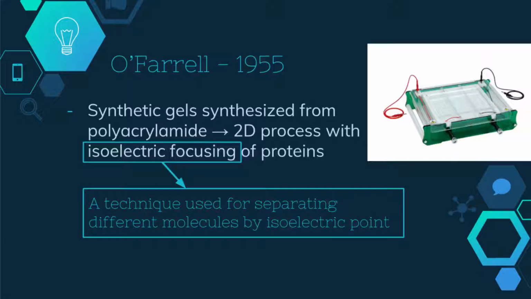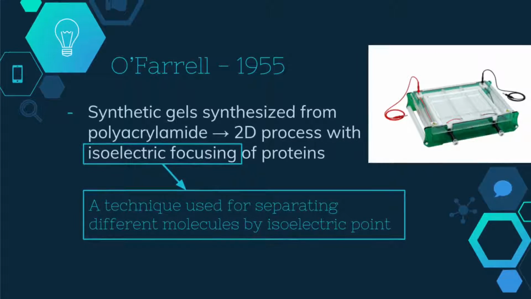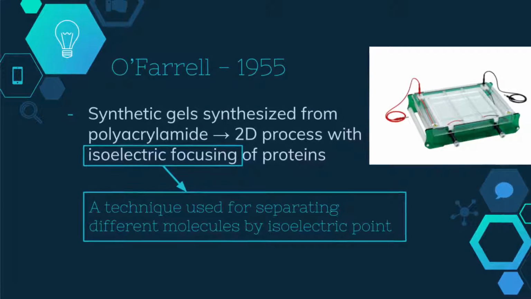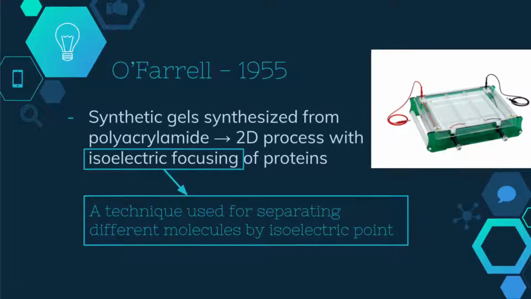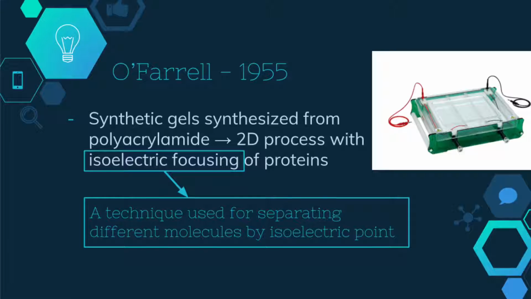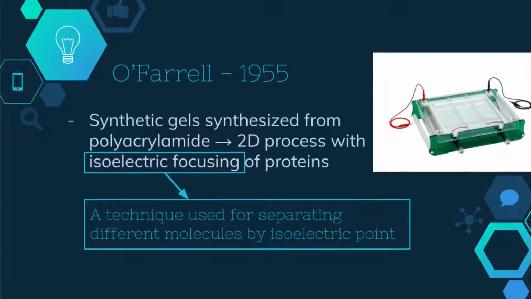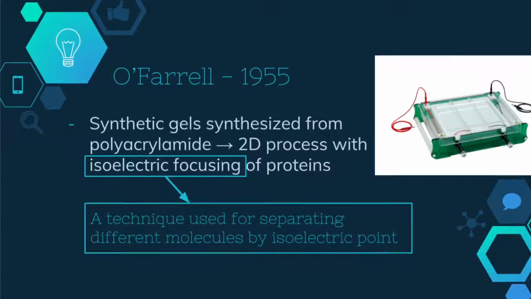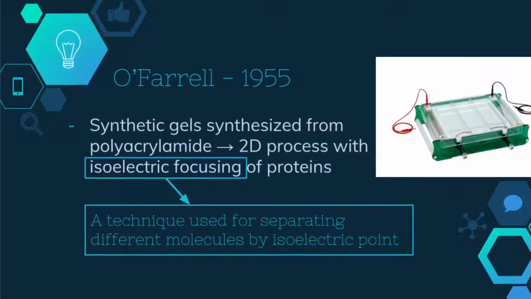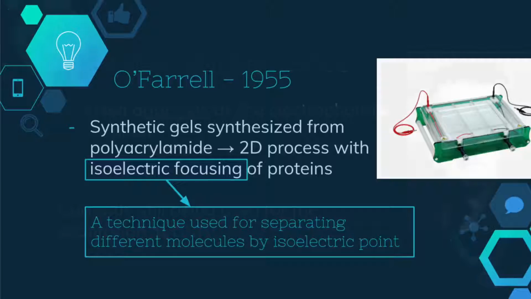Also in 1955, a scientist named O. Farrell used synthetic gels that were synthesized from a polymer called polyacrylamide. This was a 2D process that used the isoelectric focusing of proteins, a technique used to separate different molecules by isoelectric point. An isoelectric point is a pH at which a particular molecule carries no net electrical charge.